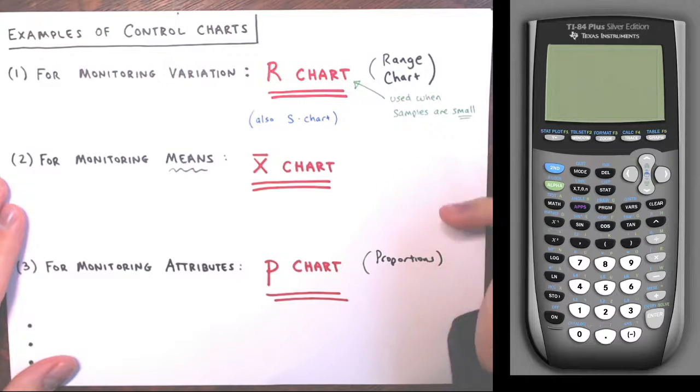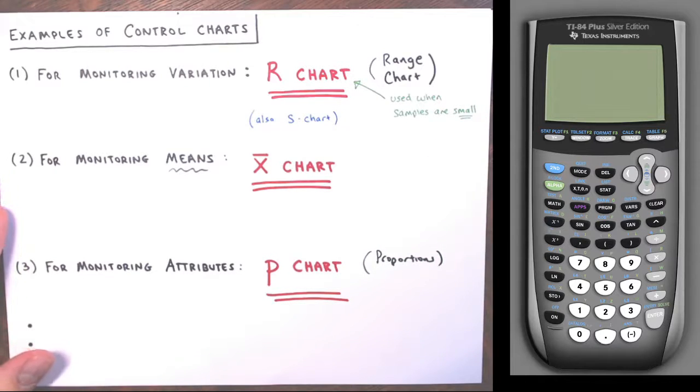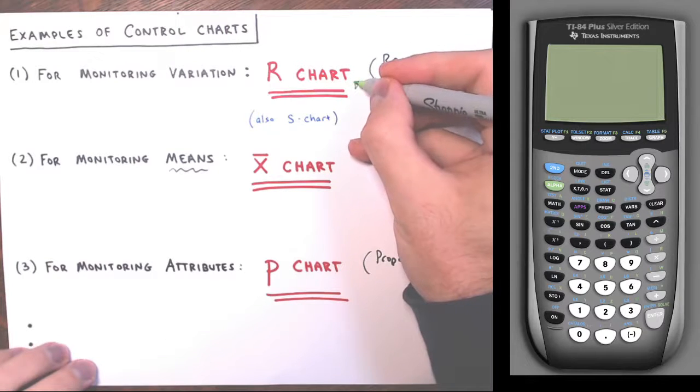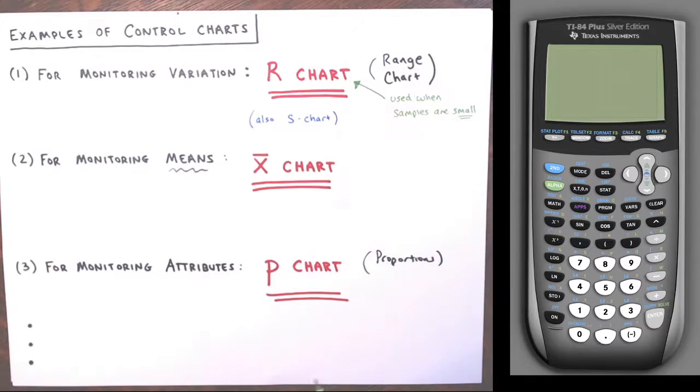Now what they mean by small depends on what author you're talking about. In the text I'm looking at, that I'm basing this video on, a small sample would be less than or equal to 10. So when my samples are less than or equal to 10, we'll monitor variation with an R chart, or range chart. But if my samples are larger than 10, then I would more likely recommend monitoring the variation of the process with an S chart, or standard deviation chart.